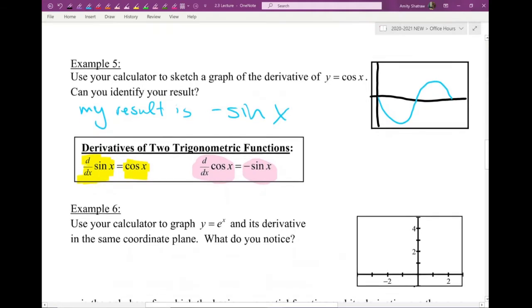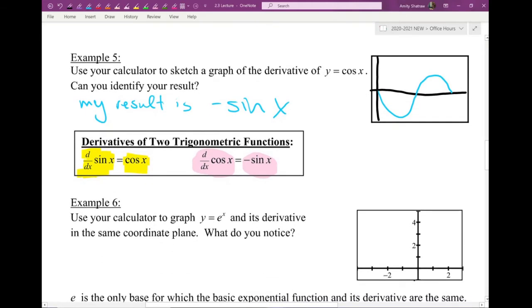Example 6 moves on. We have another family of equations that we'd like to become familiar with in this section. First was some trig, some sine, some cosine. Now we want to work with e to the x and the natural log of x. And we'd already worked with the natural log of x just a little bit in the previous video. So this one says use your calculator to graph y equals e to the x and its derivative in the same coordinate plane. And what do you notice?